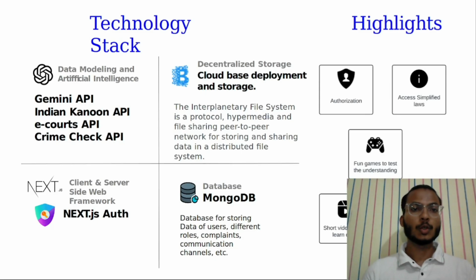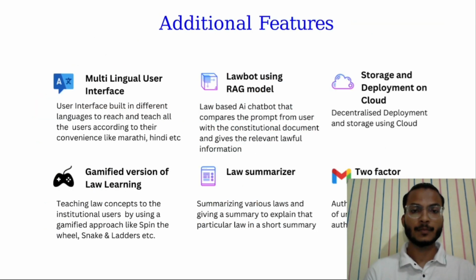Now moving on to the technology stack. For the artificial intelligence part, we are using the Gemini API, Indian Qanun API, eCodes API and Crime Check API. For the user interface, we are using Next.js. And for the database, we are using MongoDB.